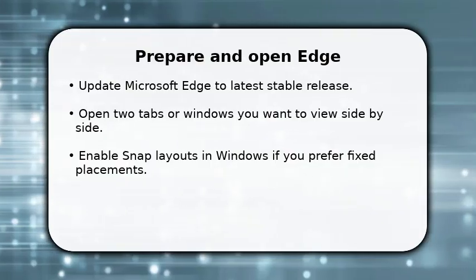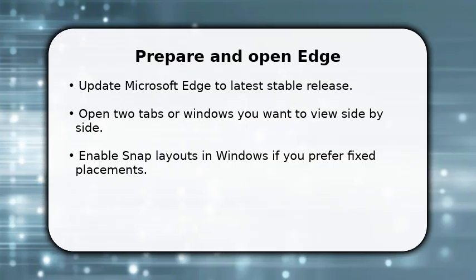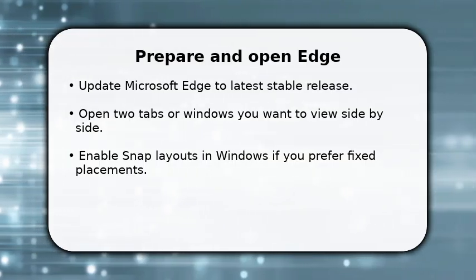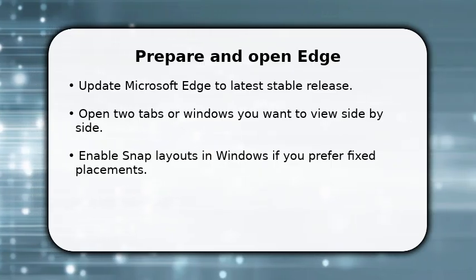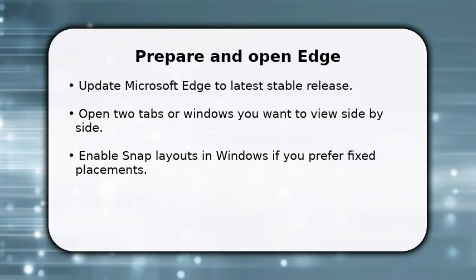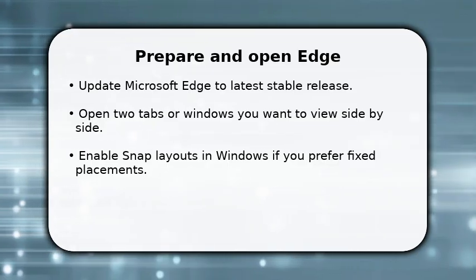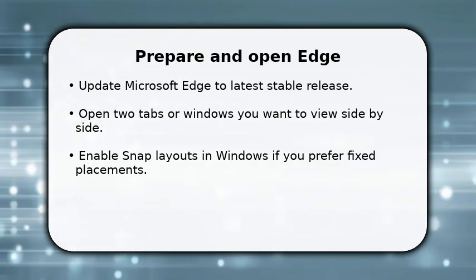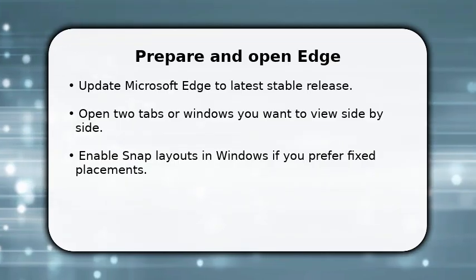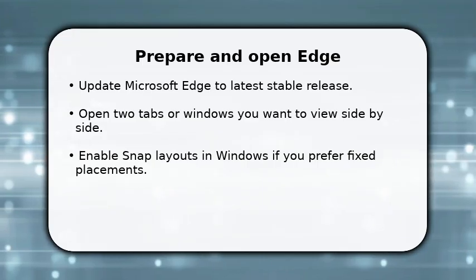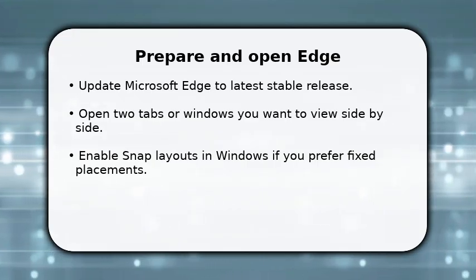You'll start by preparing the pages and the browser. Open the two tabs or windows you want to compare. Make sure Edge is updated so split features behave predictably. This avoids layout glitches. If you use Windows Snap layouts, enable them to get consistent placements. Once done, position Edge on your screen. You can use the title bar to drag and get a half-screen guide. This first step sets up the workspace so the actual split action is fast and reliable.